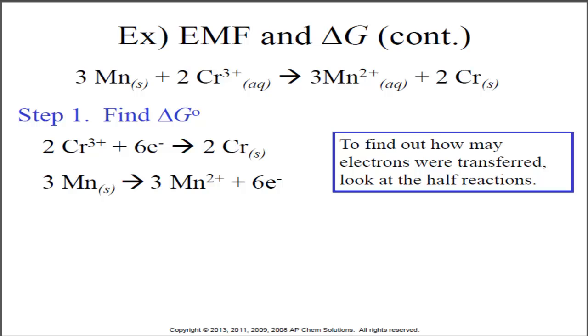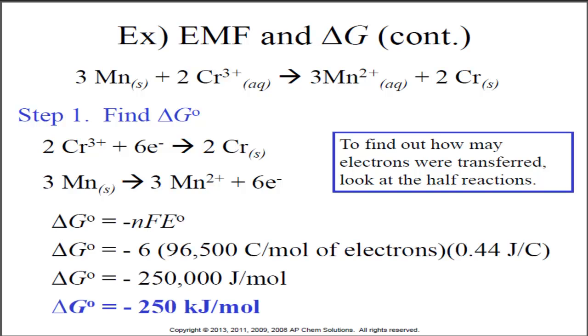So our next step is going to be to find out how many electrons were transferred. And we look at our half reactions for that. Okay, so the units for the EMF were written in joules per coulomb as opposed to volts to make it easier for us to look at. So we use our delta G formula, we plug in all of our values, and we end up with negative 250 kilojoules. A negative delta G value also tells us that this is a spontaneous process.